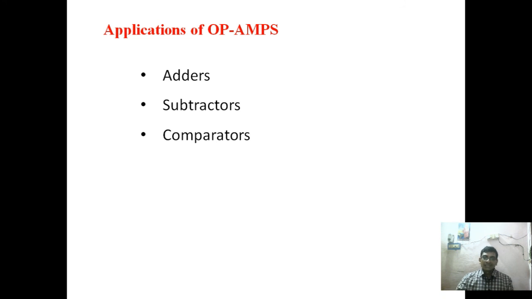So this can be used in the adder circuit. Adder circuit means if we want to add two voltages, or more than two, we can give them to our operational amplifier, and the operational amplifier will add those voltages and give the output signal. And for a subtractor, in order to subtract two or more voltages, we can use this operational amplifier. And next is a comparator.